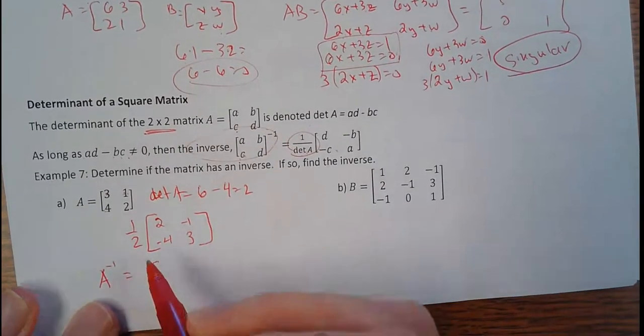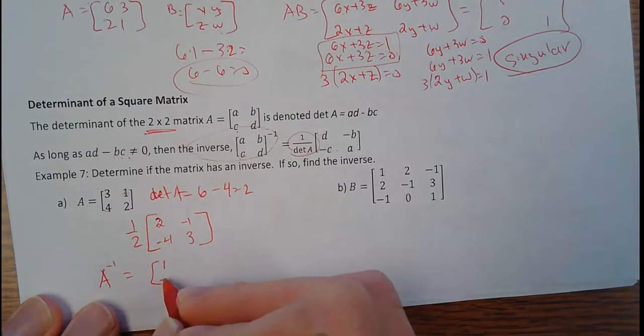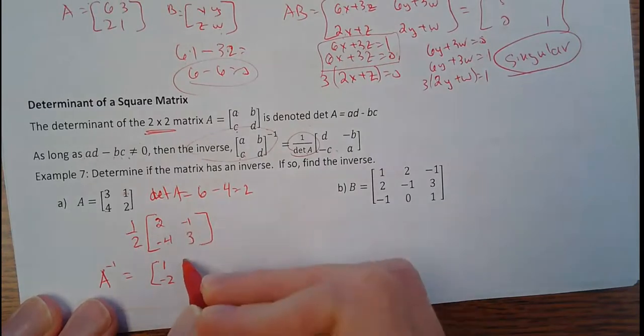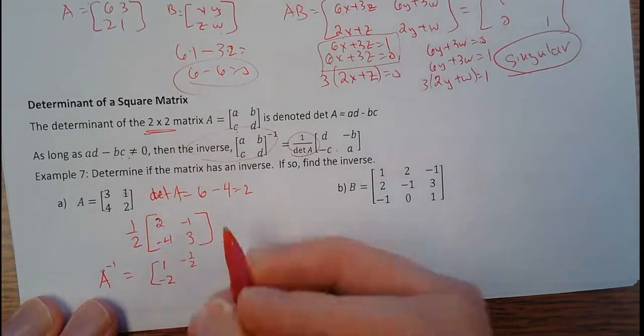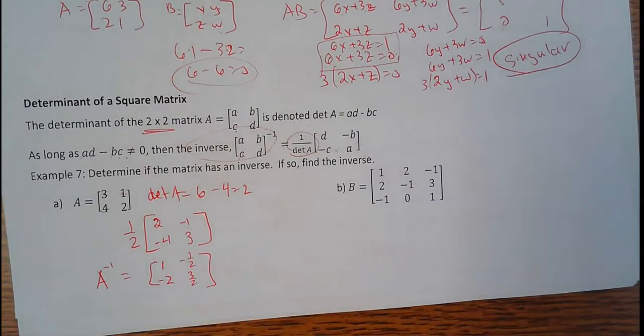Now that I'm multiplying this out, half of 2 is 1. Half of -4 would be -2. Half of -1 is -1/2. And then half of 3 would be 3/2. It is okay to have fractions in there. So don't freak out about that.